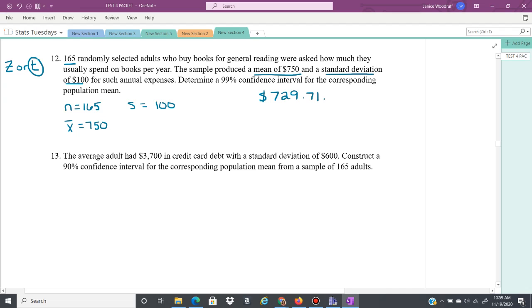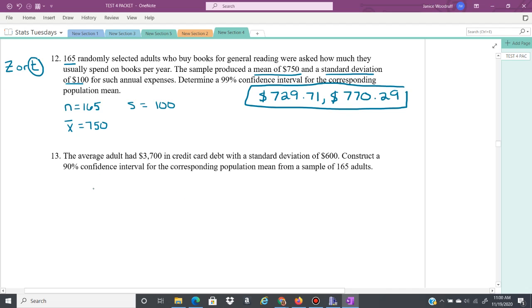And just looking at my notes here, it does show that if you do it by hand, you are slightly different. So if you do this one by hand, you're going to get 729.95 and 770.05. It's so close, it's within cents, like 50 cents for each of these. So don't worry about that if you do that one like that. Okay, so I'm 99% confident that adults spend between this amount on books every year based on the sample.